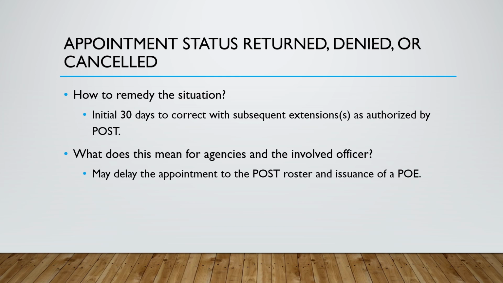For example, you appoint an officer to your agency, the notice of appointment and attestation are approved, and the officer is added to your POST roster. Within 60 days, the regional consultant comes to your agency to complete a compliance audit and discovers that the package is missing the full military record. The agency is granted 30 days to remedy the situation.